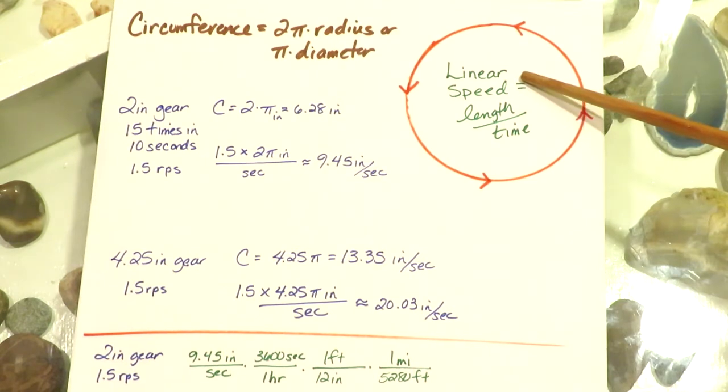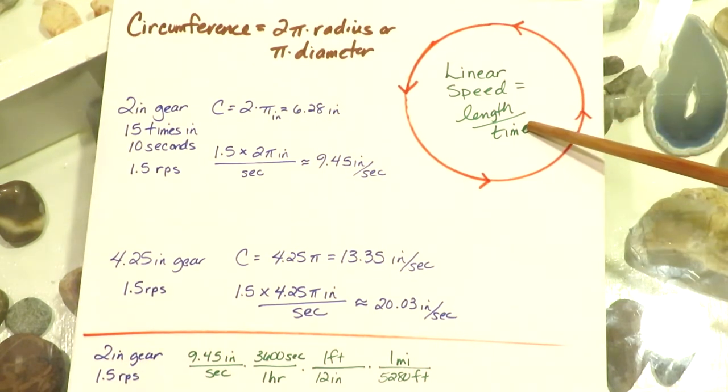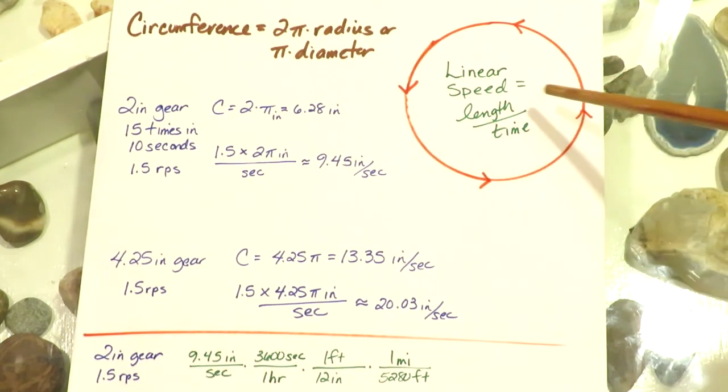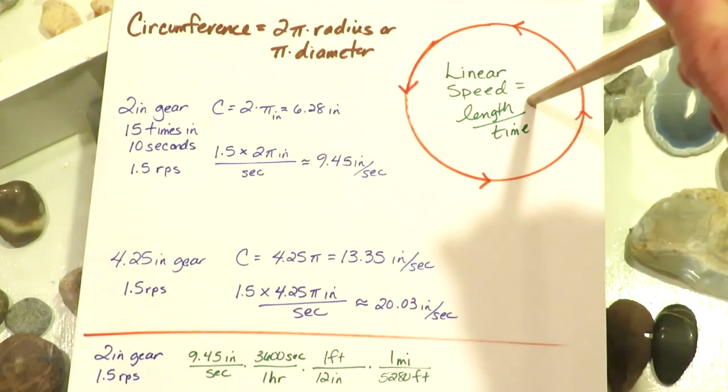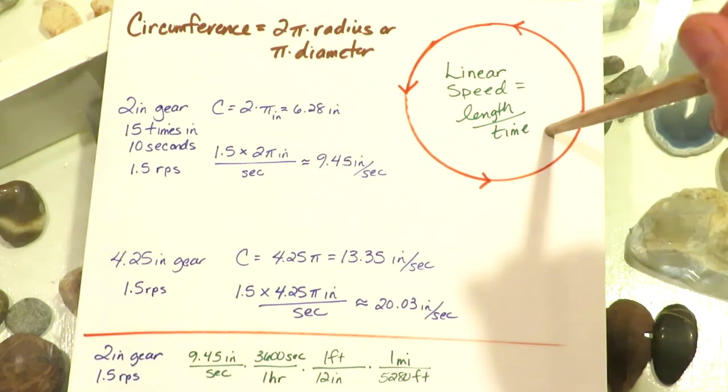Linear speed means length per time, whether you're a car going on a straight road, or a person running around a track, or a point going around on a gear. It's what length are you moving per unit of time.